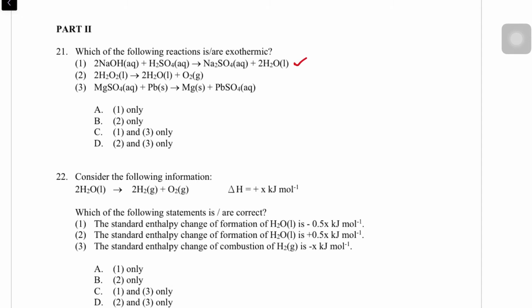No, because you are going to use a less reactive metal Pb to obtain more reactive metal Mg. Is surely not exothermic. Okay, so let's check the answer. 1 is surely correct. That means either A or C, but 3 is surely not correct. So the answer will be A.